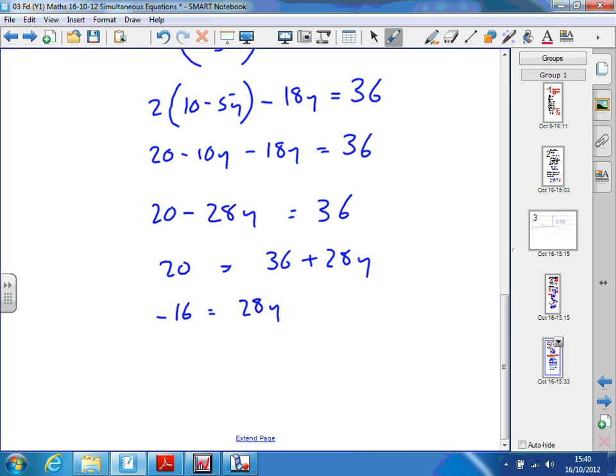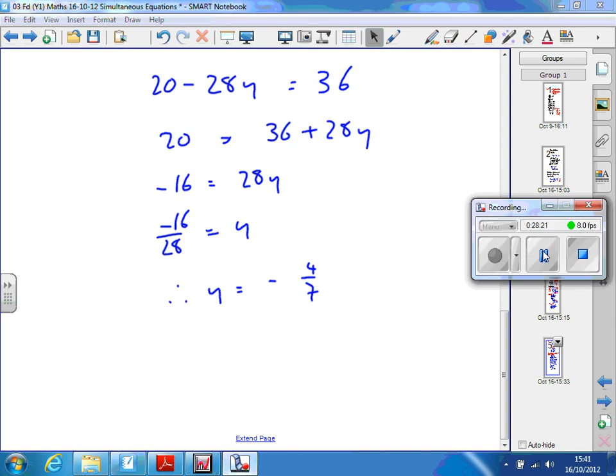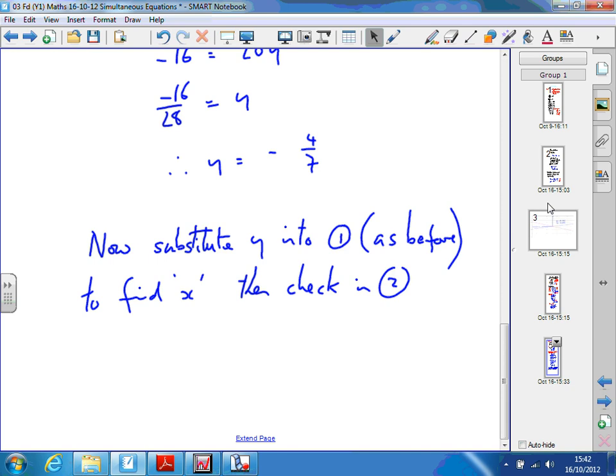Then divide by 28. So minus 16 over 28 equals y. Therefore, y equals minus 4 over 7. Exactly the same answer as we had before. So now, as before, substitute y into number 1 to find x, then check in 2. So it's the same as the elimination method.